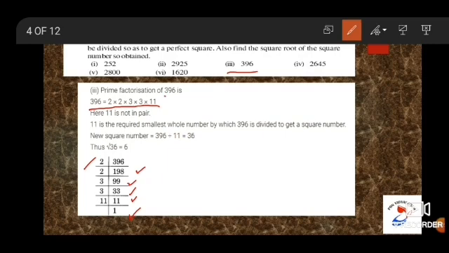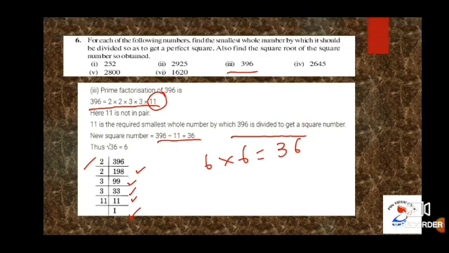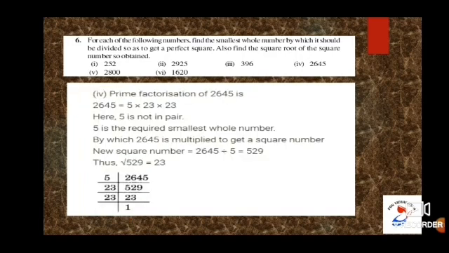So, here the number 11 is not in pair. So, 11 is the required smallest whole number by which 396 should be divided. If you divide 396 by 11, the result is 36. We know 6 into 6 is equal to 36. Therefore, square root of 36 is equal to 6. This completes subdivision 3. Let us move on to subdivision 4.